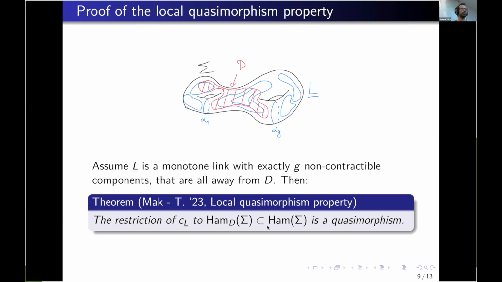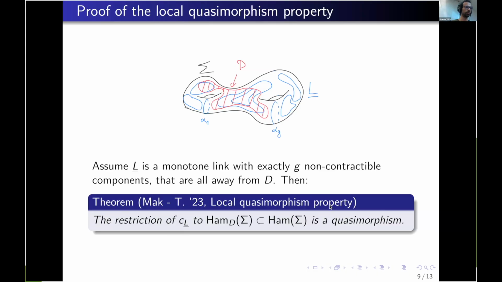So now I will move on to the proof of our result that I recall here. So yes, as I stated before, I need some additional hypothesis on the link L for our theorem. So I have a disk D inside my surface Sigma, and I will assume that the link L is monotone and that it has exactly g non-contractible components, alpha_1 to alpha_g. And moreover, that all those non-contractible components are away from the disk D. Then we show that the restriction of the link spectral invariant c_L to Ham_D of Sigma is a quasimorphism.